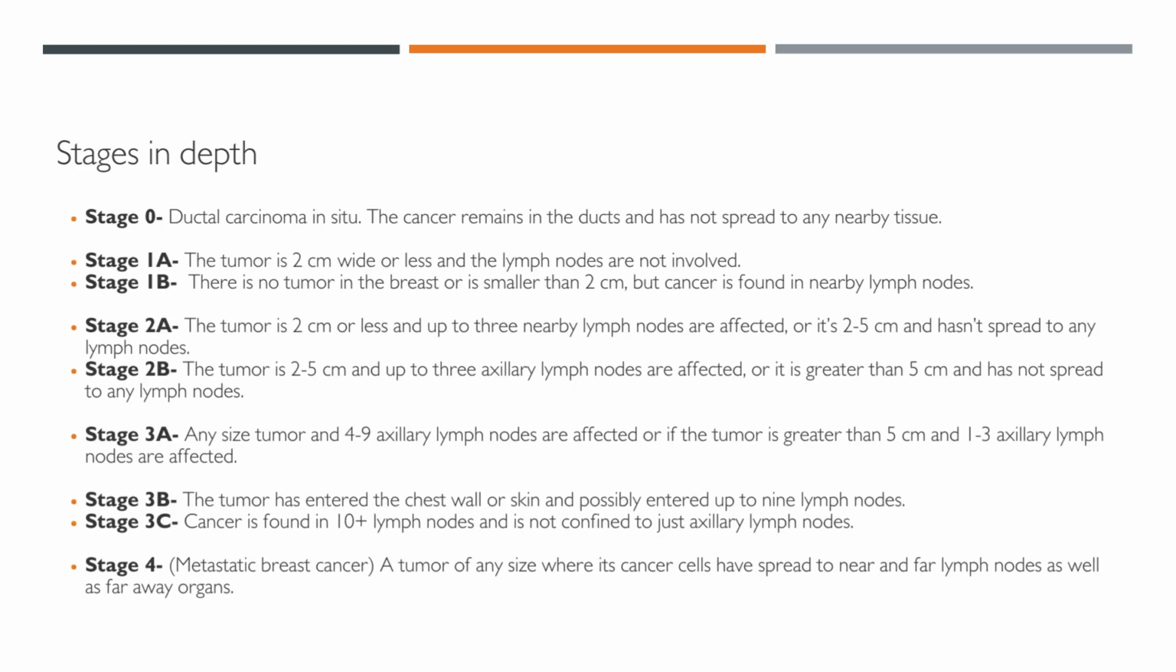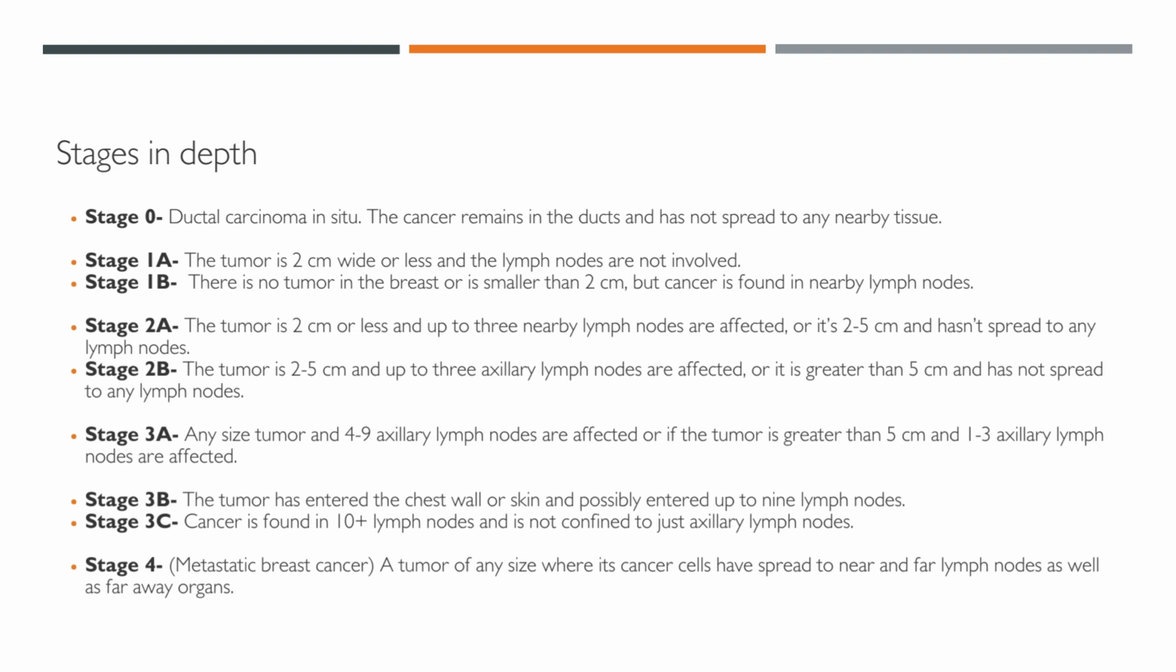Stage 0, ductal carcinoma in situ. The cancer remains in the ducts and has not spread to any nearby tissue. Stage 1A, the tumor is 2 centimeters wide or less and the lymph nodes are not involved. Stage 1B, there is no tumor in the breast or it is smaller than 2 centimeters, but cancer is found in nearby lymph nodes. Stage 2A, the tumor is 2 centimeters or less and up to 3 nearby lymph nodes are affected, or it's 2 to 5 centimeters and hasn't spread to any lymph nodes.